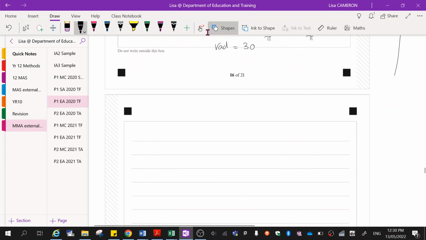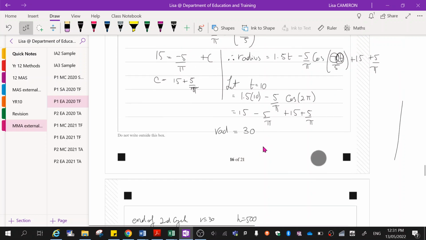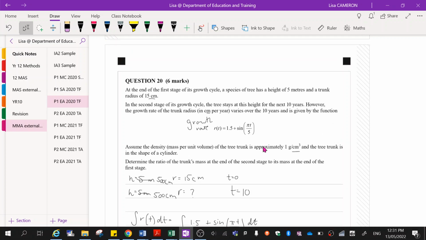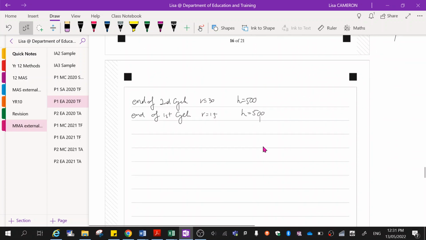I'm just going to start by stating the important information so you can see what I'm using. End of second cycle: radius equals 30, height equals 500. End of first cycle: radius equals 15, and the height equals 500. I'm just going to quickly scroll up and double check, because it would suck if I kept going and that was wrong. Okay, we're good to go.